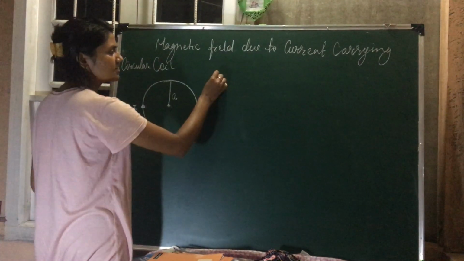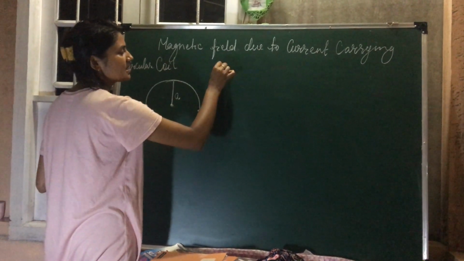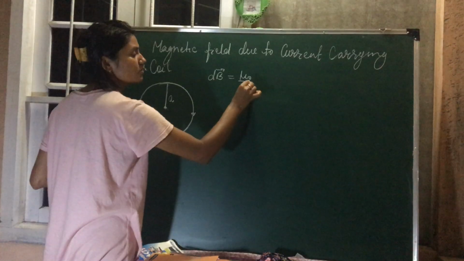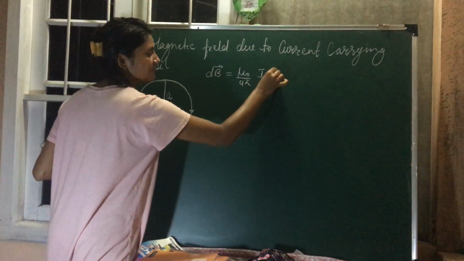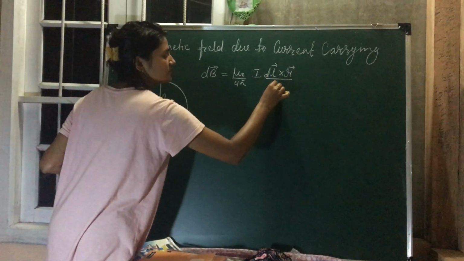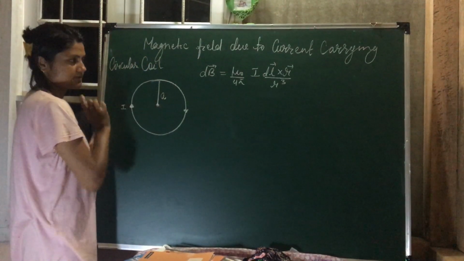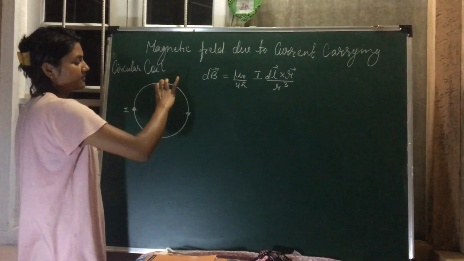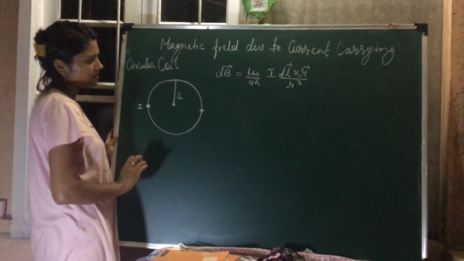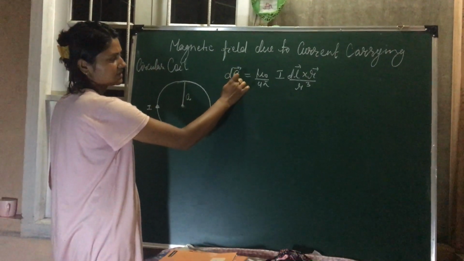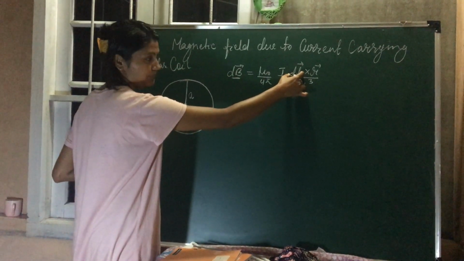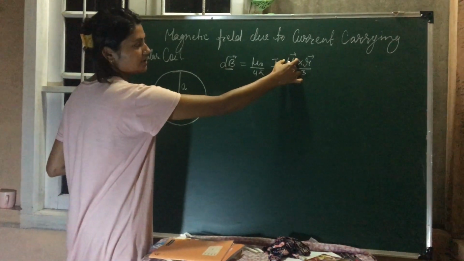We can find the magnetic field by means of the Biot-Savart law. This is the only means so far we have to find out the magnetic field. Here R is the distance, right? In this case, the distance of this point is A. Now, the Biot-Savart law holds good only for the elemental length.